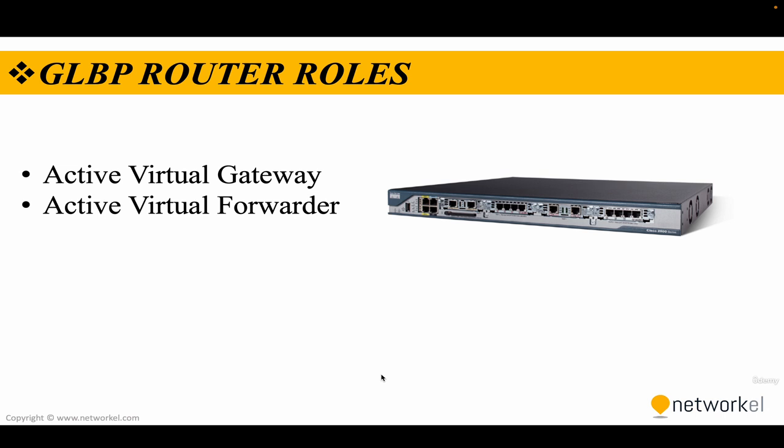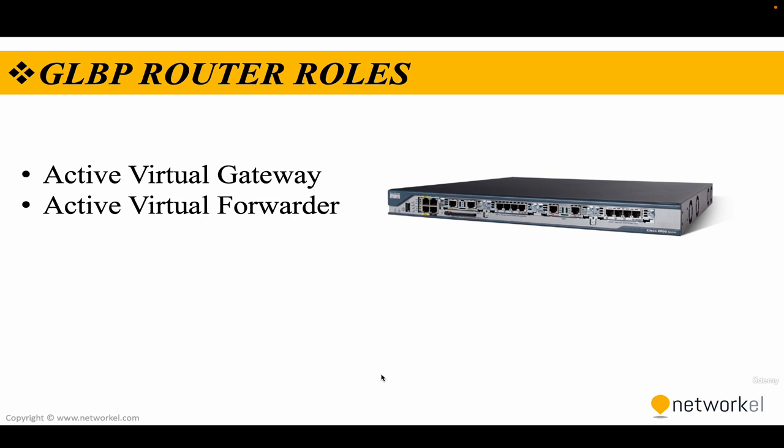So the first role is active virtual gateway. That is the gateway responsible for coordinating GLBP operations within a GLBP group. It assigns the virtual MAC address to other routers in the group, and there is only one active virtual gateway per GLBP group. The second router type is active virtual forwarder, AVF.